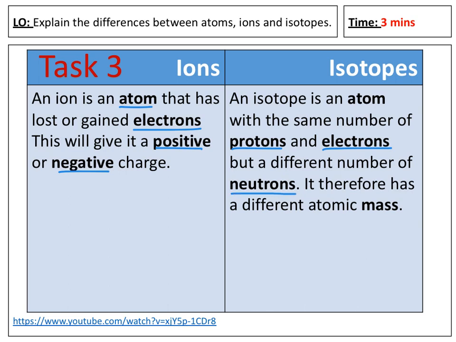It therefore has a different atomic mass. So the mass number has been changed, but the amount of electrons hasn't. Okay, so its chemical reactivity is still going to be the same because the amount of electrons is the same, but its mass is different. So that can just slightly affect certain properties. Okay, we don't need to worry too much about that at GCSE. You just need to know that isotopes exist and what the definition is of them.